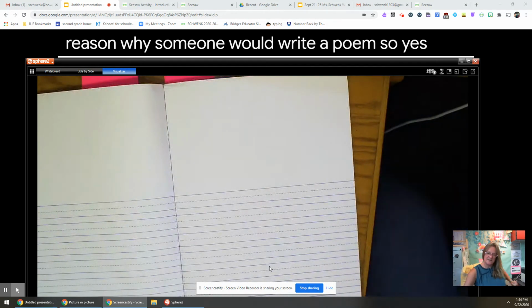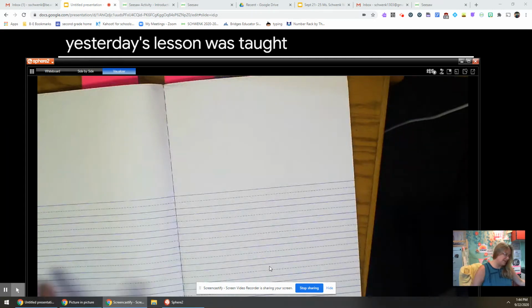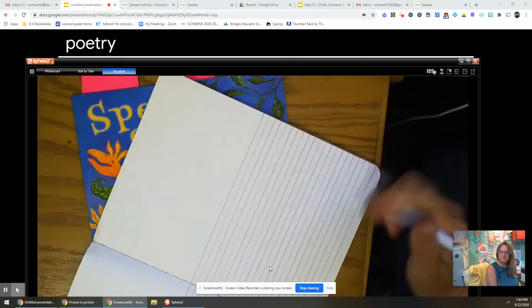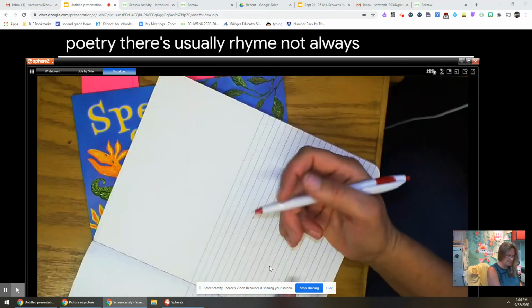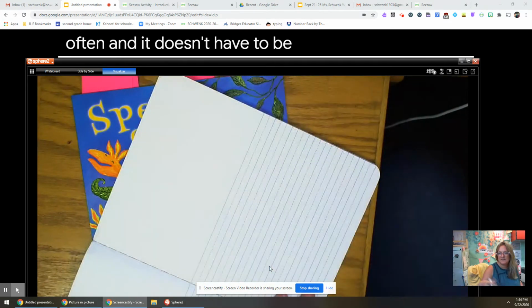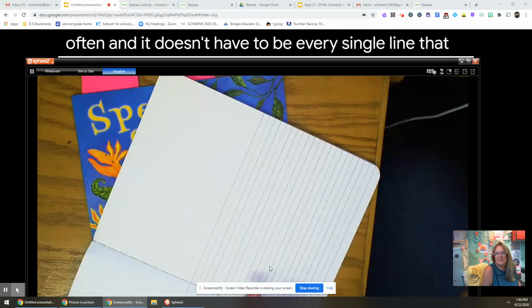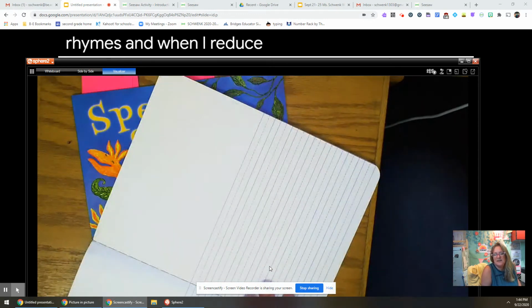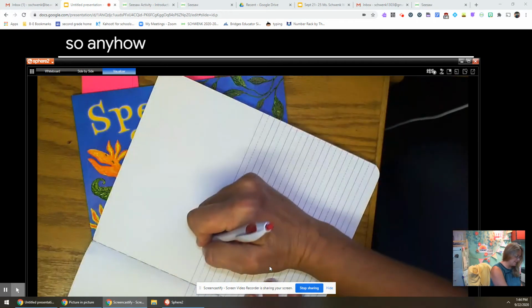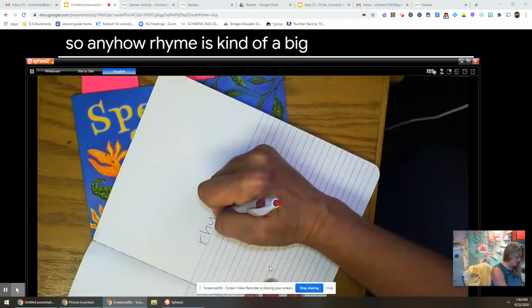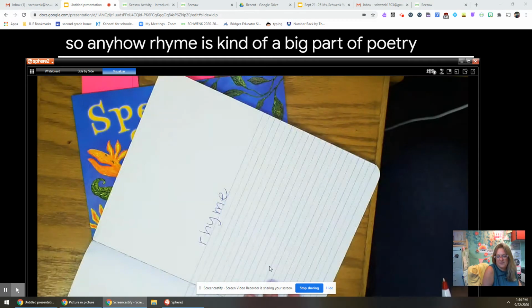So, yesterday's lesson was talking about how in poetry there's usually rhyme. Not always, but pretty often. And it doesn't have to be every single line that rhymes. And when I read to you, you'll kind of see that too. So, anyhow, rhyme is kind of a big part of poetry.